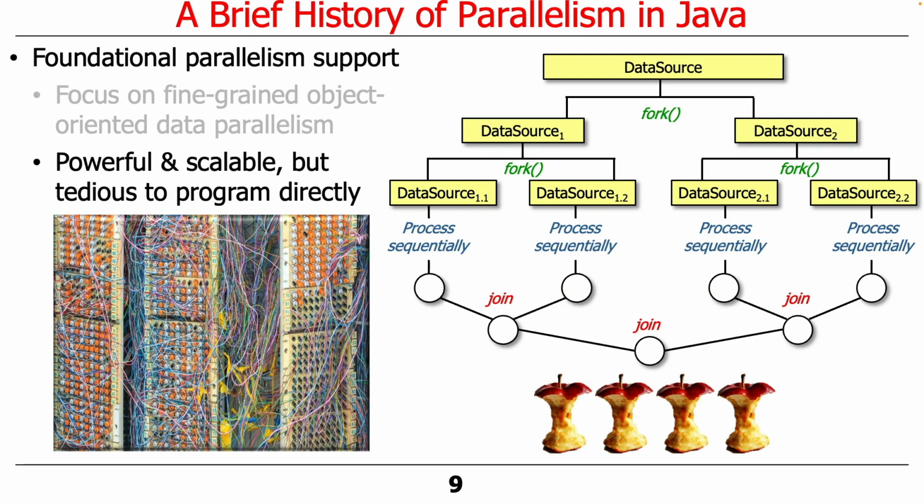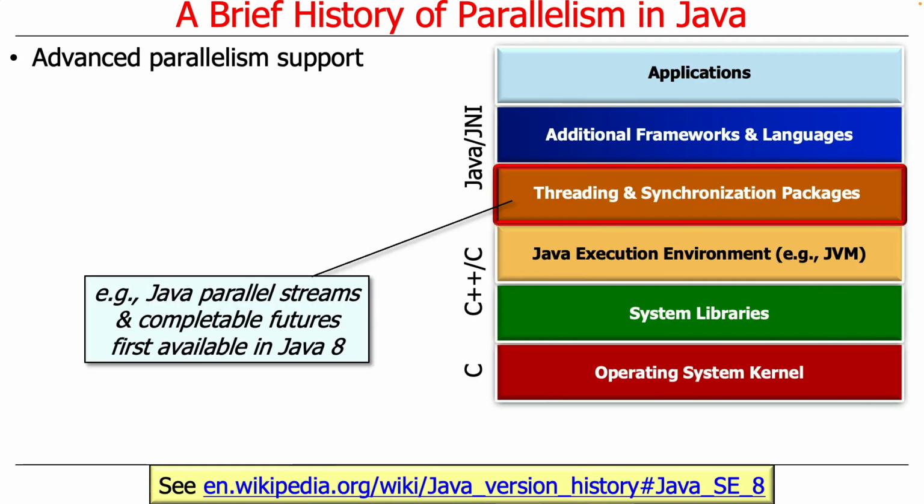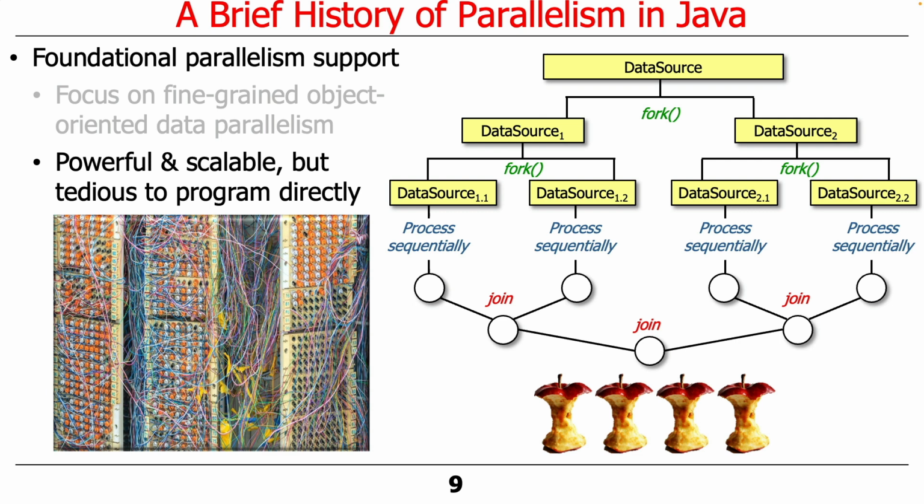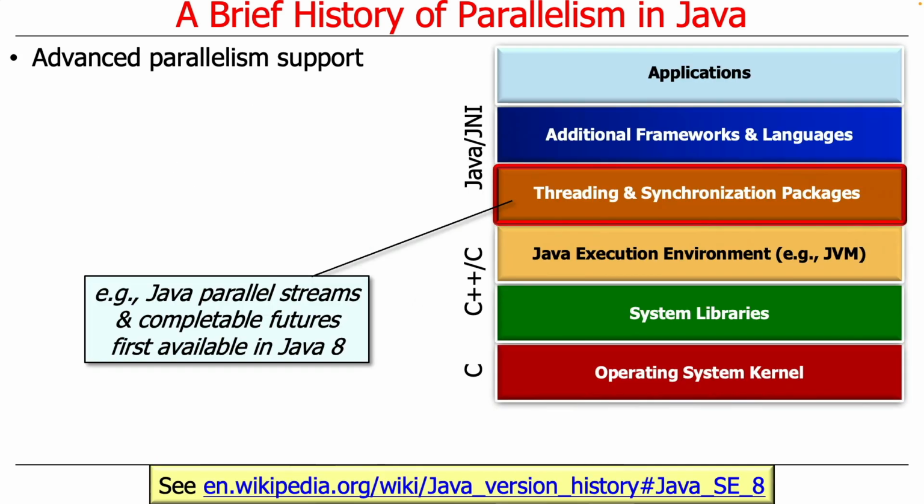The good part about this capability, the fork join pool, is it's very powerful, very scalable, but it's a bit tedious to program directly. You have to keep track of a bunch of stuff. And in particular, you have to keep track of things like the base case of the recursion and how to split things up into pieces. You have to use inheritance. There's white box reuse. So it's not quite as easy as other stuff.